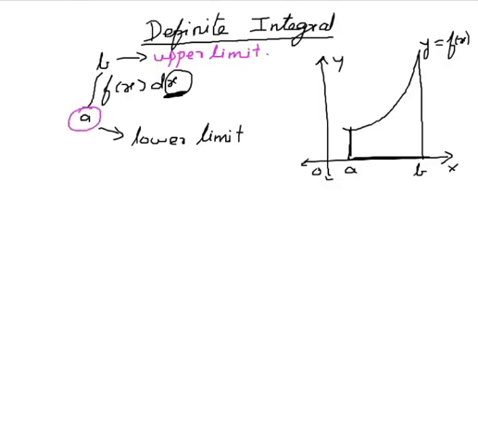One of the boundaries is x is equal to a line. The other boundary is x is equal to b line. And third one is the curve f of x, y is equal to f of x, and x-axis. These are the four boundaries of that area. So the answer for this definite integral gives this shaded region, area of this shaded region. This is the geometrical meaning of a definite integral.